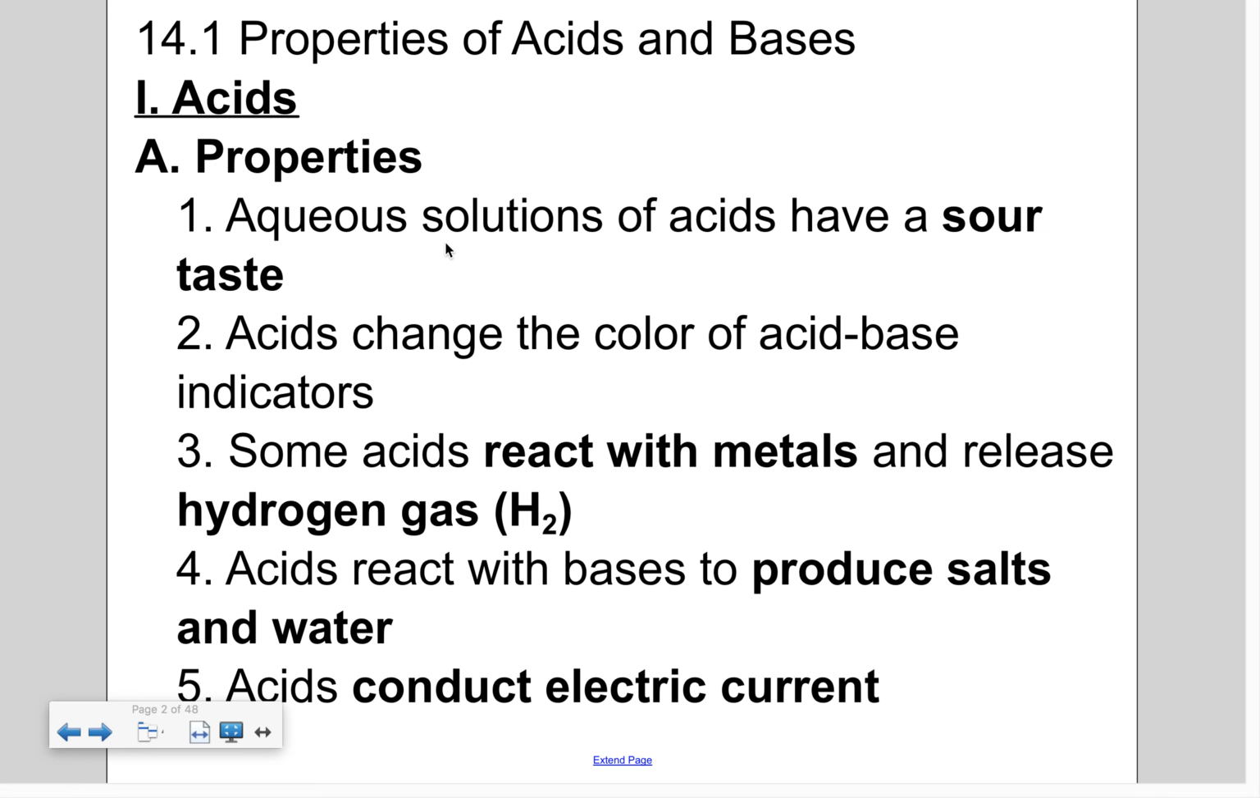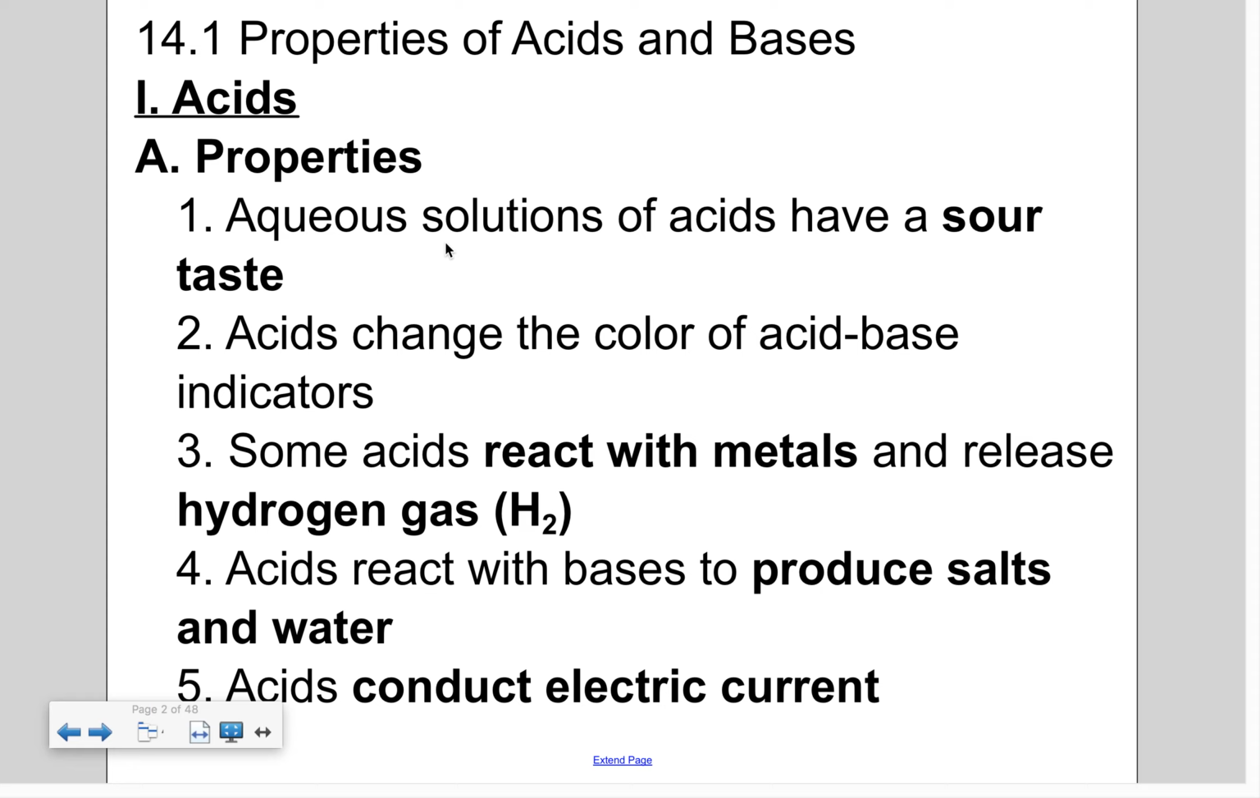So, properties of acids and bases. Acids have 5 big properties. First off, when it is an aqueous solution, they tend to have a sour taste. Now, I'm not recommending that you go around tasting every single acid you come in contact with to determine that it has a sour taste. Just take my word for it. But a lot of acids that we can consume do have a sour taste. Acids tend to change color in acid-base indicators, and I'll talk about some of those on the next slide.